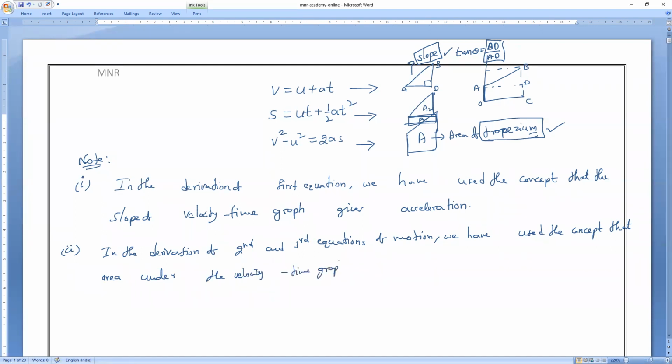gives us what, guys? Always displacement. Displacement covered by the body. Is it yes or no, all of you? Yes, that is what. So please write. These are the very, very important points.